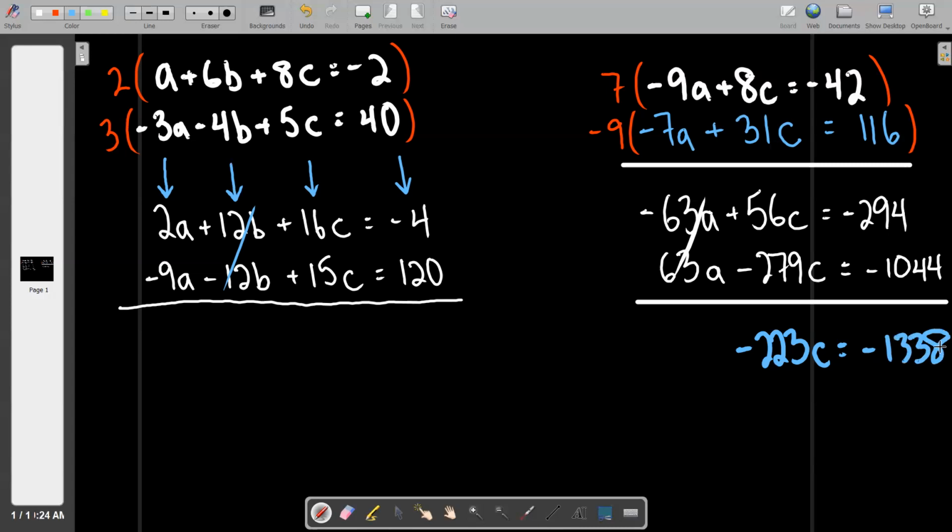It's at this point that you kind of cross your fingers and hope that things come out nice because, as has been the case, and I'm not going to change it on you now the day before the quiz, you can expect nice whole numbers, positive, negative whole numbers, integers. So when I divide by -223, I get C equals 6. That's a great sign. When there's that much chaos happening and it comes out to a whole number, that feels good.